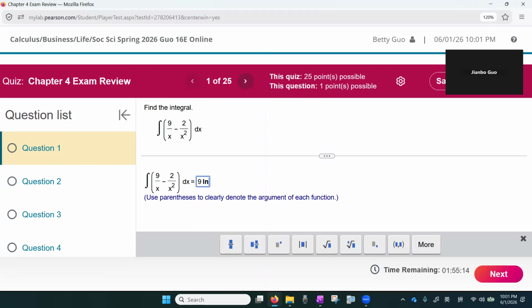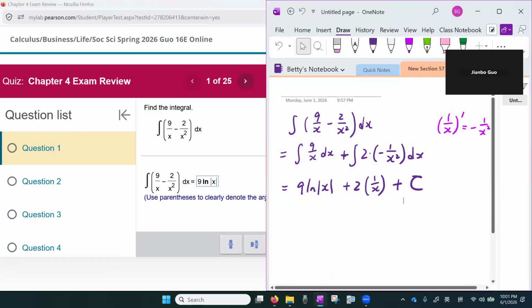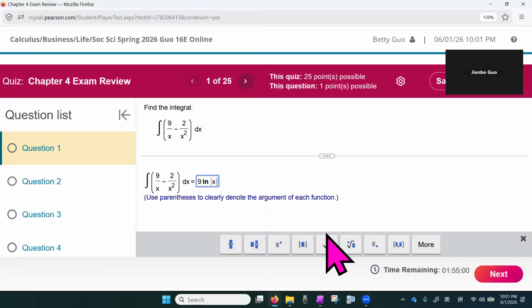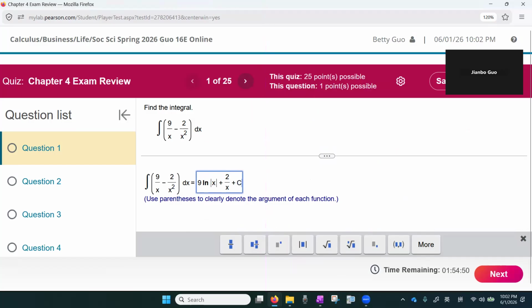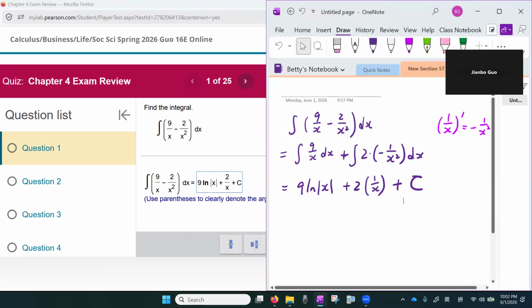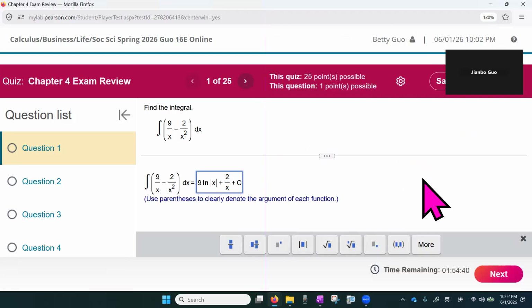9 ln absolute value of x plus 2 over x plus C. I use a capital letter C to represent the arbitrary real number. Double check. Right. Next.